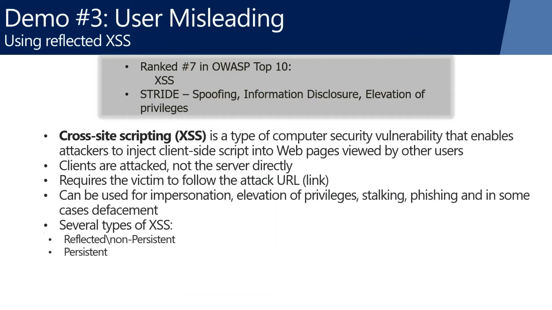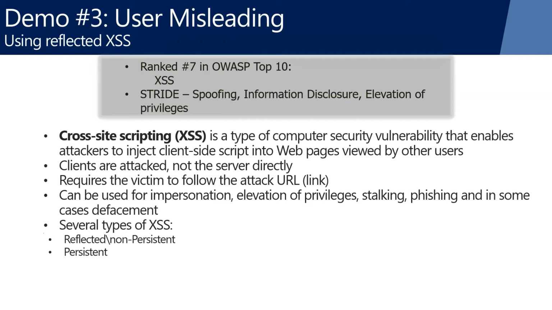So the next attack that I'm going to show you is cross-site scripting, or XSS in short. This is ranked number 7 in the OWASP Top 10. This is the type of security vulnerability that enables an attacker to inject client-side script into web pages viewed by other users. You are not attacking the server anymore, but you are attacking its users, its clients. There are several types of cross-site scripting. I'm going to show you the most common two.